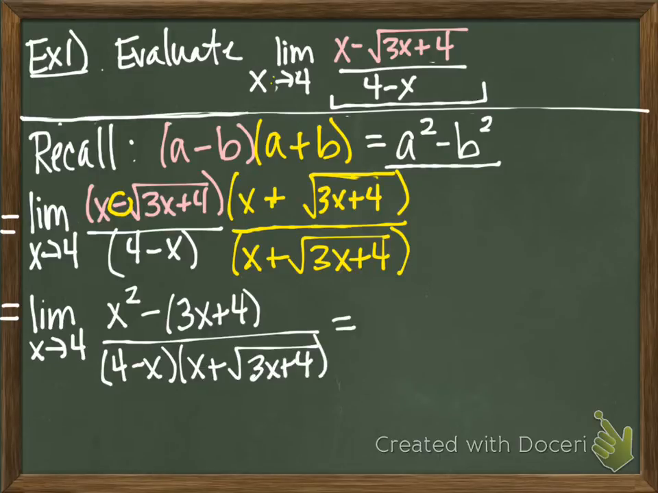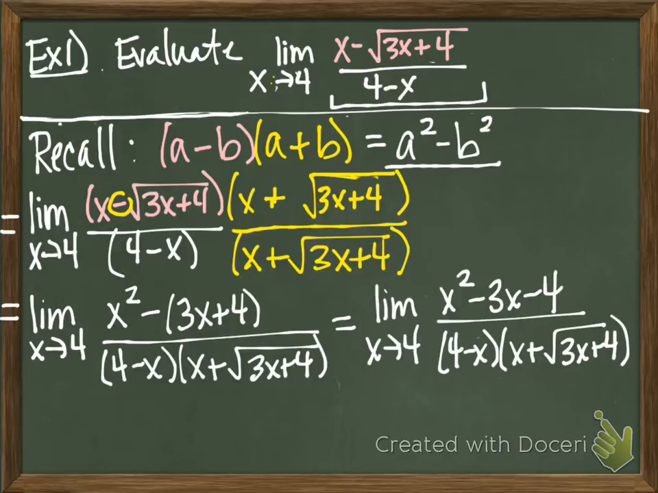Alright, so now my numerator will become x squared minus 3x minus 4. I'm leaving the denominator factored. Alright, now I've rewritten this limit. How can we evaluate this? So let's go back to plan A. Try plugging in 4. We plug in 4, we're going to get 0 over 0 again. But now this looks like we could factor. So notice you can factor the numerator.